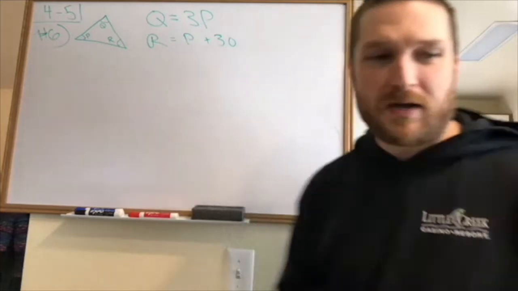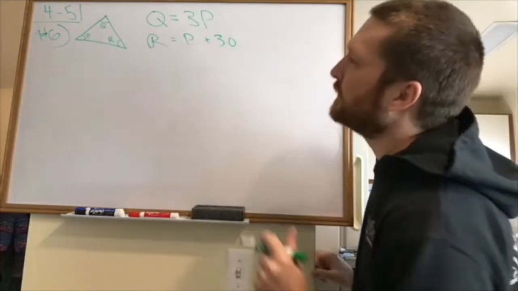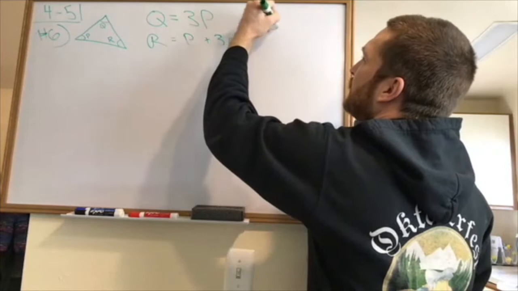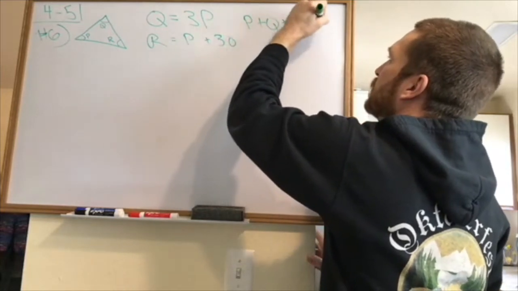So what's my third equation? Q plus R plus P equals 180. P, Q, R equals 180.